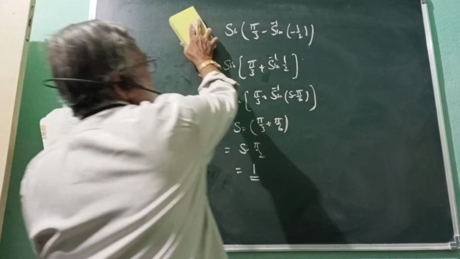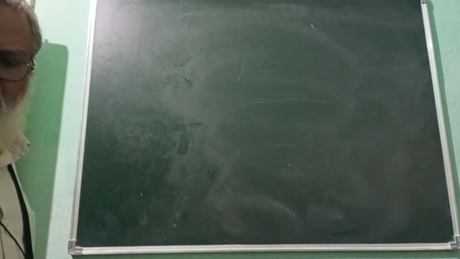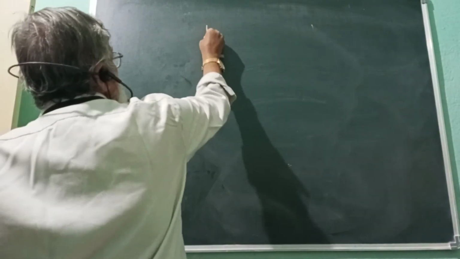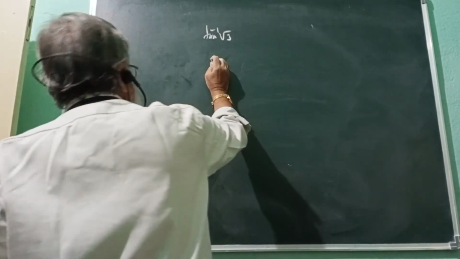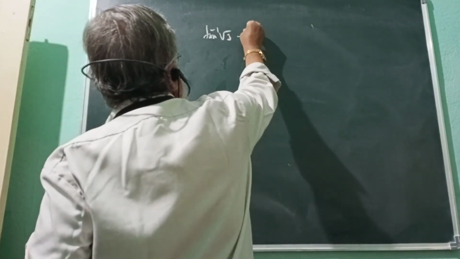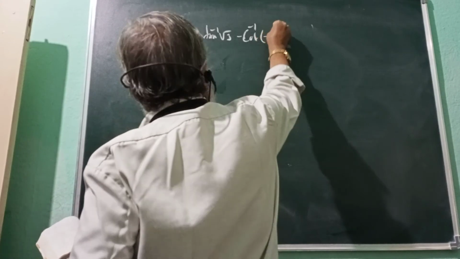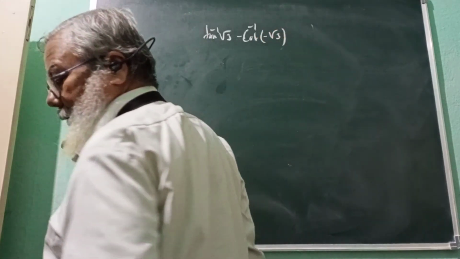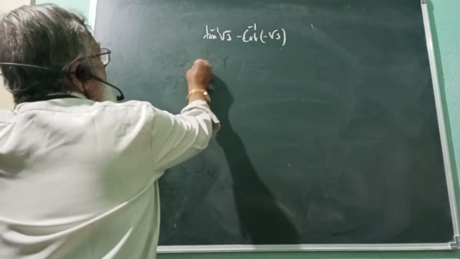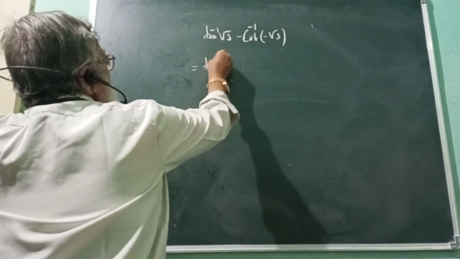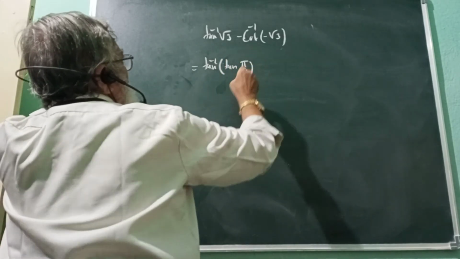Next problem. Find the value of tan inverse of root 3 minus cot inverse of minus root 3. We can write this as tan inverse of root 3. Root 3 can be written as tan of pi by 3. Tan 60 is root 3.